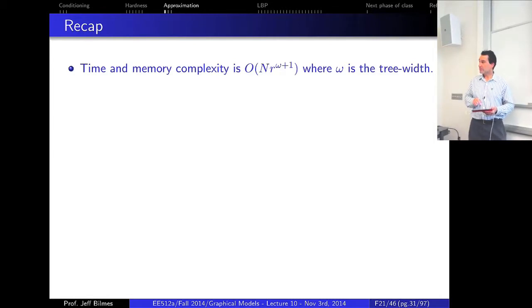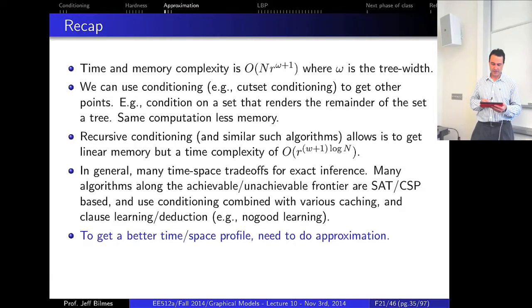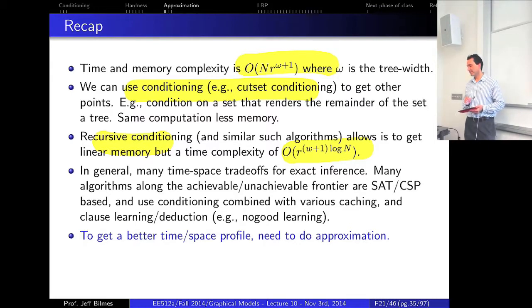Okay, so this is now a transition to approximation. So let's just recap. We talked about the junction tree here. I'll just do it very briefly. There's the junction tree. We talked about conditioning and recursive conditioning, which gives you a different trade-off point. We talked about that it's possible to actually achieve many different trade-off points on this frontier.